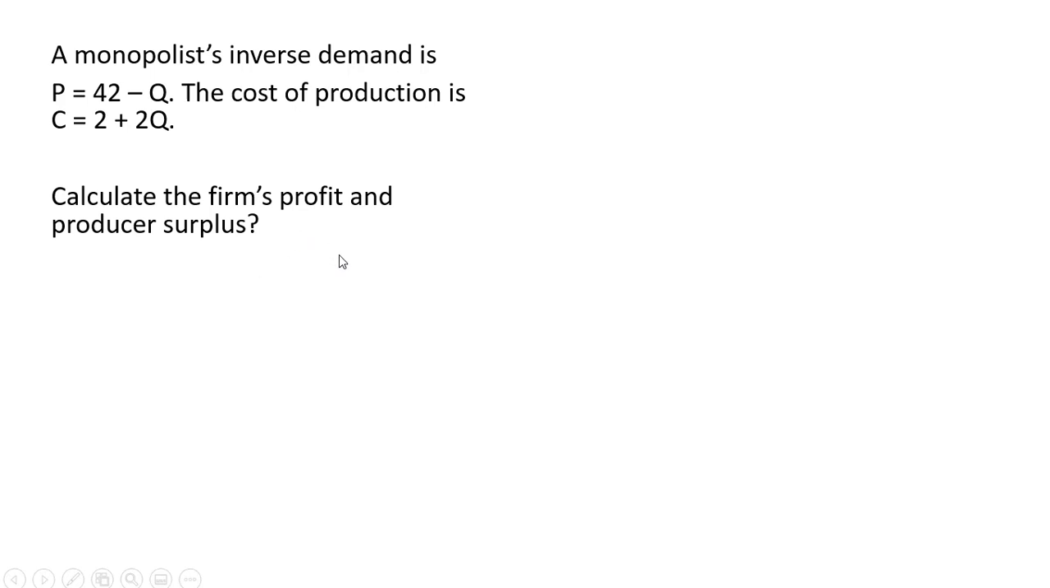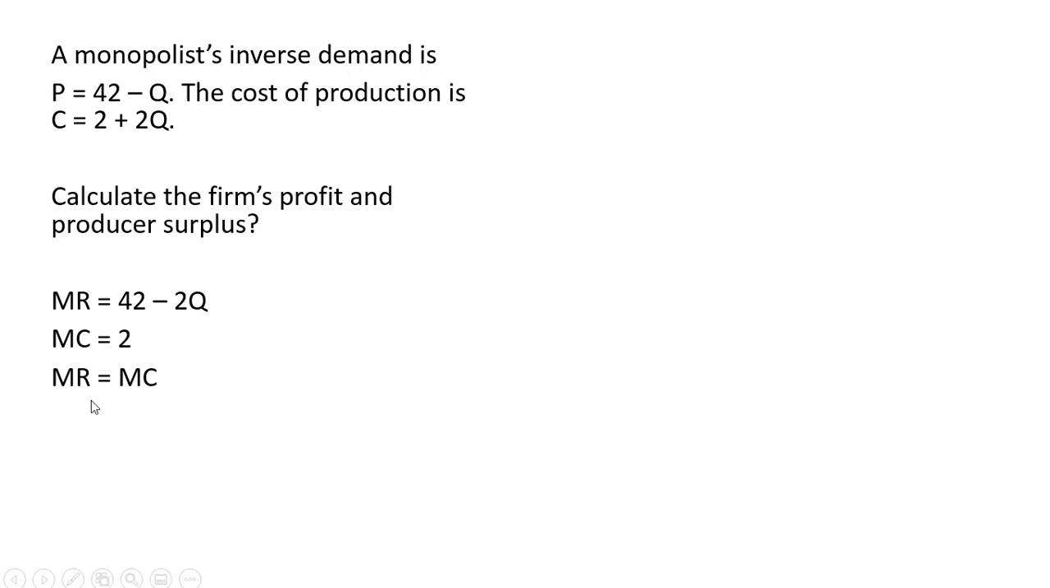Profit is just total revenue minus total cost, and producer surplus will simply equal the difference between the price that the firm sells its product for and the marginal cost for all units that it sells. Marginal revenue is going to be given as 42 minus 2Q, which is just the inverse demand with a slope that is twice as steep. And marginal cost is just the derivative of this cost function with respect to Q, and that's going to be 2. Marginal cost is constant at $2.